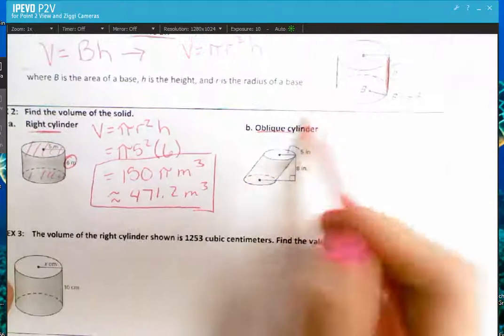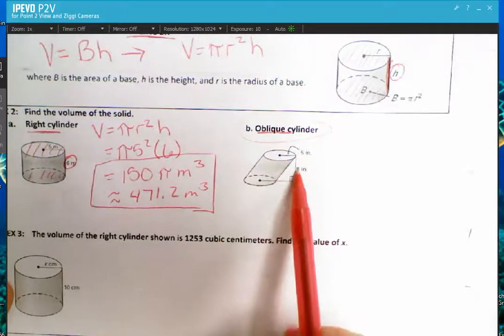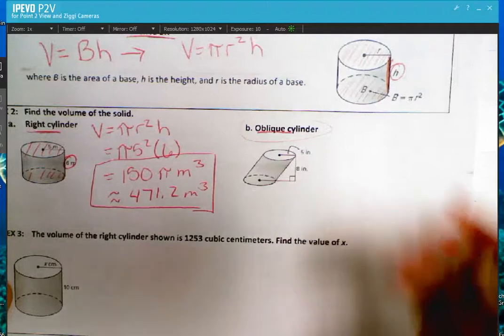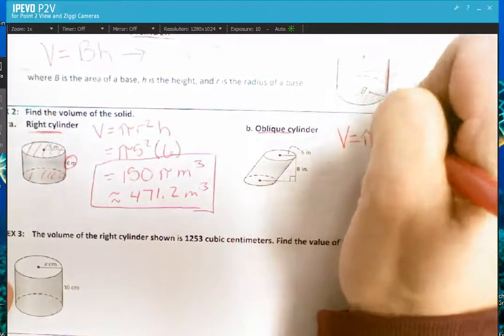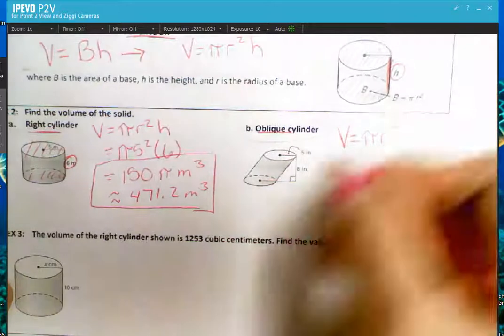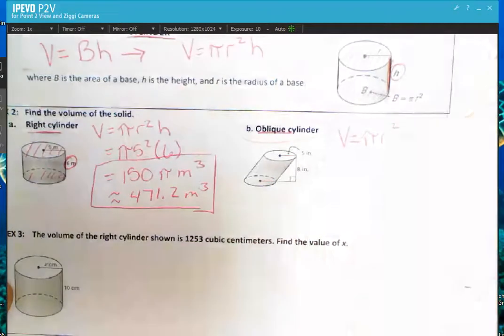This is the oblique one. That just means it's slanted. I got to go outside to find the perpendicular height. Otherwise, it's the same process. The volume of a cylinder is pi r squared, the area of the circle, times however many little tiny circles I can fill up all the way to the top. So height. Height in this case is 8.